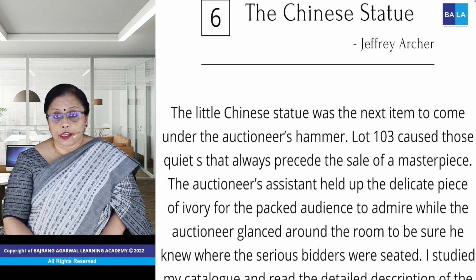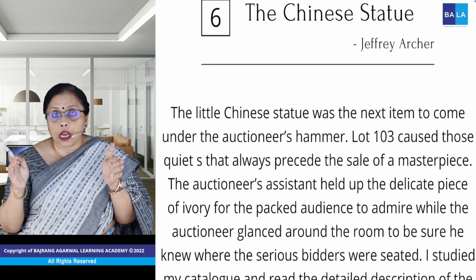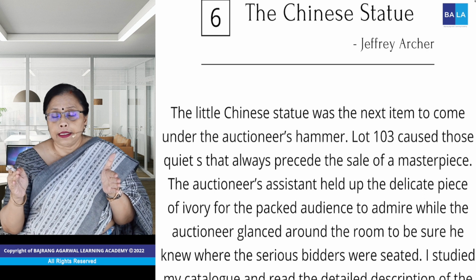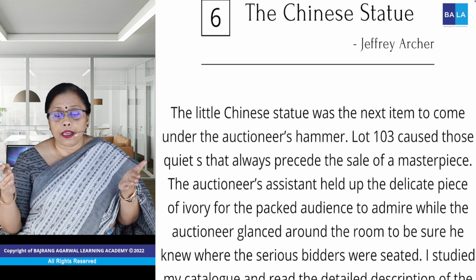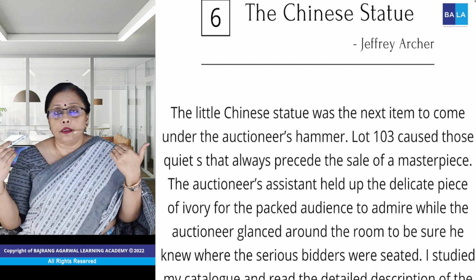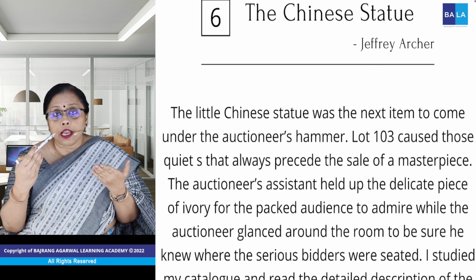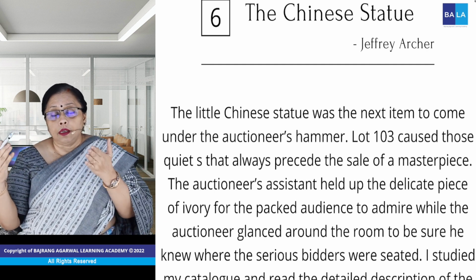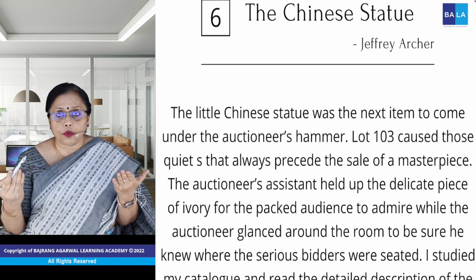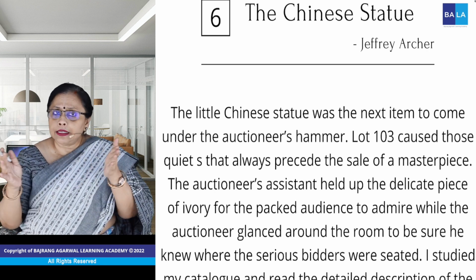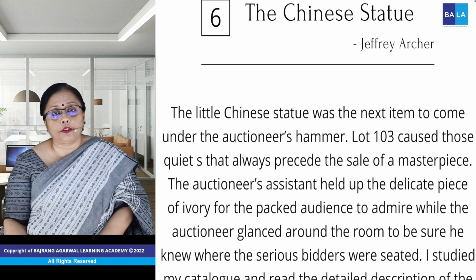The little Chinese statue was the next item to come. When the story opens, we are in the auction house. And the little Chinese statue is being auctioned. The main auctioneer, who is calling out the numbers, the money that the statue will be sold at, to bidders who have come to quote the price of the statue. Some serious bidders and some onlookers, people who've just come to see the proceedings of this auction.